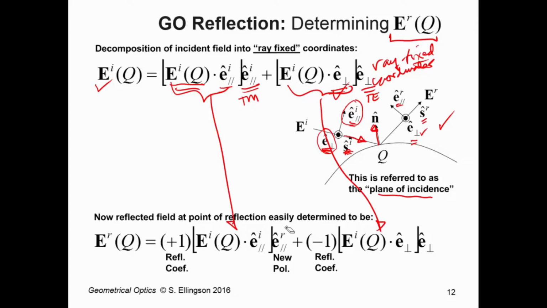Right? With the new polarizations attached to them. Here they are. And then the appropriate reflection coefficients. So we know for TE, we have a reflection coefficient of -1. And for TM, we have a reflection coefficient of +1. So that's all there is to it. To get the reflected field at the point of reflection, we identify these two components, and then we construct this, applying the appropriate reflection coefficients and tacking on the appropriate polarization vectors. Very straightforward procedure.